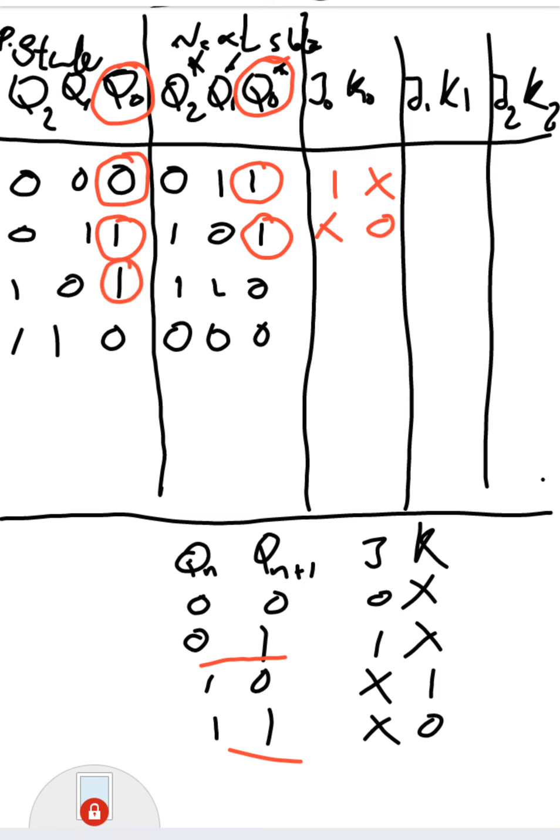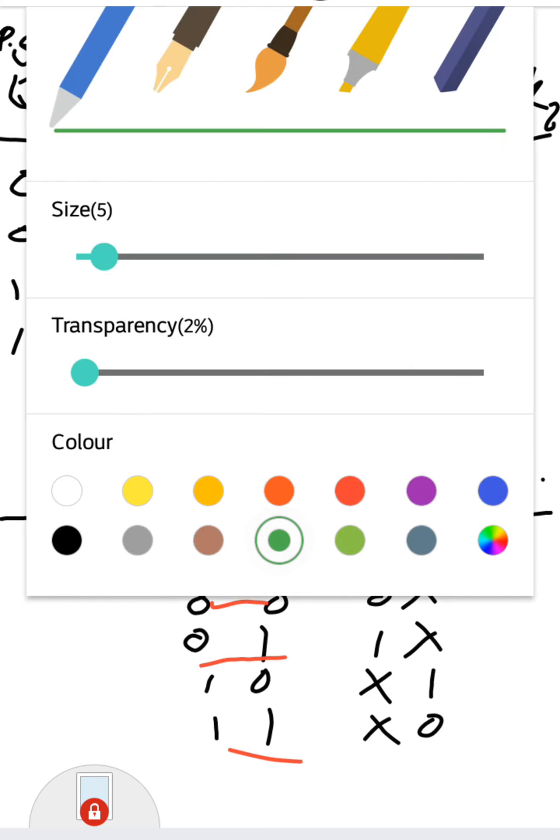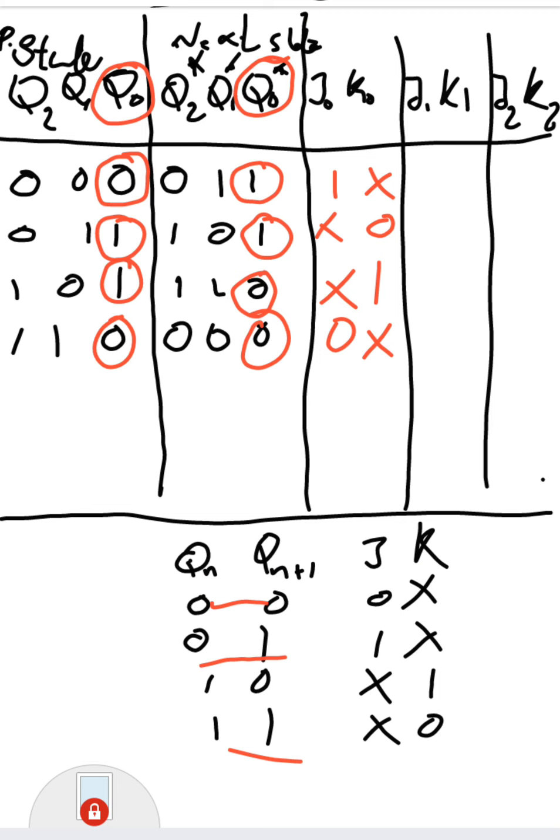Present state is 1, next state is 0. 1, 0 represents X1. 0, 0 represents 0X. Now fill J1 and K1 using the values Q1 and Q1 star.